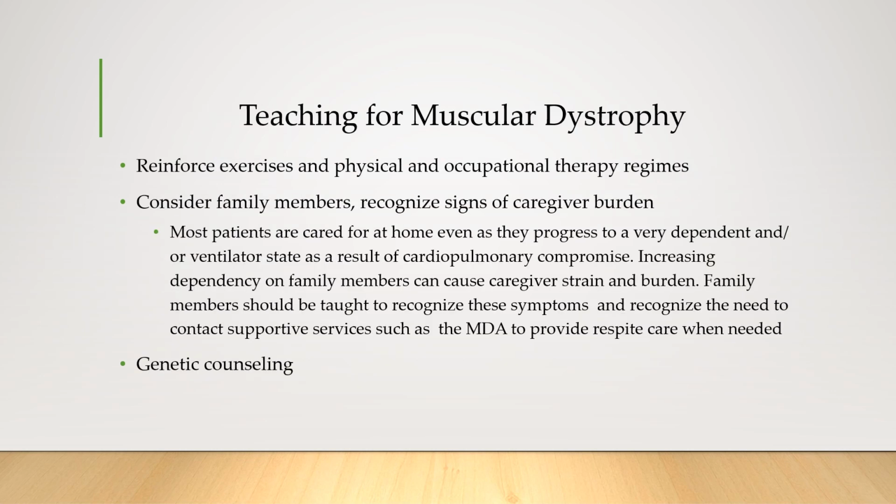So, teaching for muscular dystrophy. We will reinforce exercises and physical and occupational therapy regimens, and we will consider family members and recognize signs of caregiver burden. Most patients will be cared for at home, even as they progress to a very dependent and or ventilator state as a result of cardiopulmonary compromise.